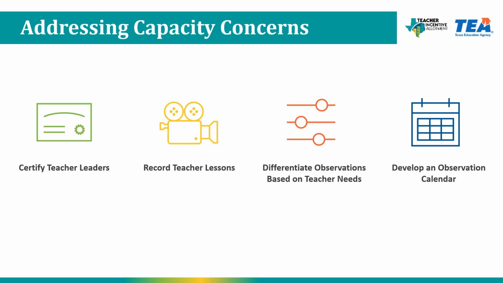Recording video lessons and scoring later can help address scheduling conflicts that may arise. Determine which teachers may need additional support and provide those teachers with more frequent and longer observations. This will help you provide more consistent feedback that will lead to improved instructional practices. Teachers needing less support may be scheduled for less frequent or shorter observations. Create a teacher observation calendar to ensure all eligible teachers receive at least one 45-minute observation.